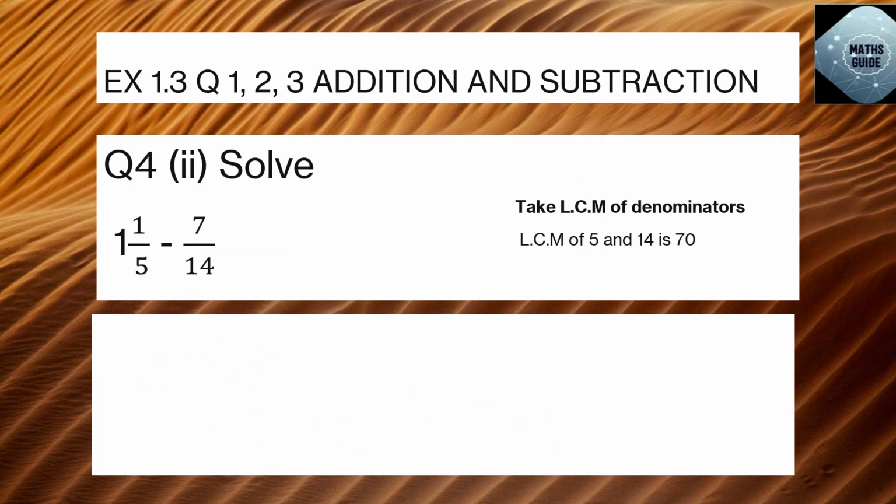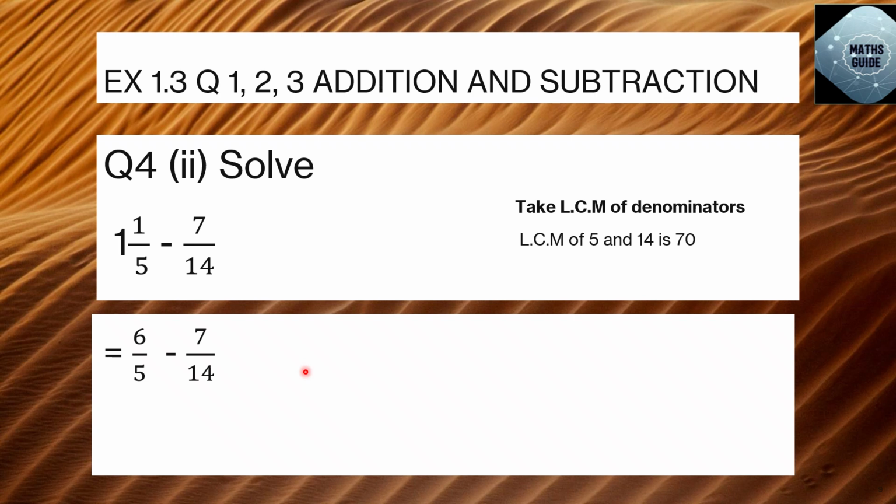Again we have a question of subtraction, but this time the subtraction symbol is already placed in between the two rational numbers. This is question number 4 of your textbook, exercise 1.3. As you can see, we have a mixed number over here. So this time our first step is to resolve this mixed number to the improper fraction by multiplying this denominator by this whole number and adding the numerator. So 5 into 1 is 5 plus 1, 6. So our final question will be 6 by 5 minus 7 by 14.